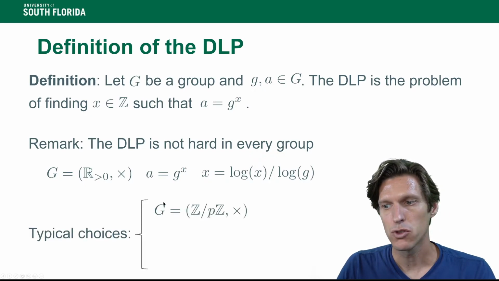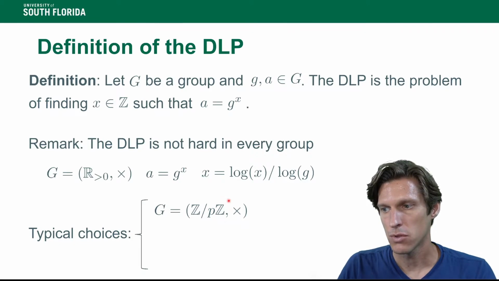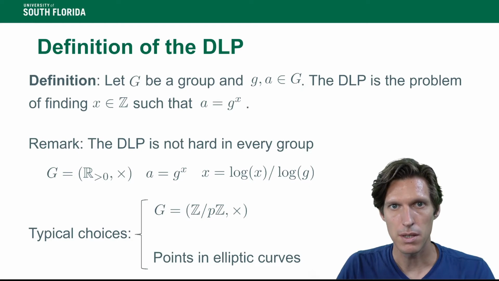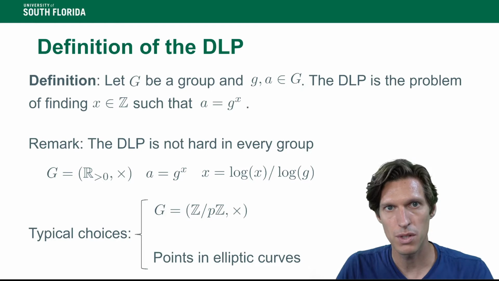Now, a typical choice for the group is, like I said, Z mod pZ star, or the group of points of an elliptic curve. Now, I will deliberately not talk about elliptic curves in this lecture, but everything that we say with the prototypical group Z mod pZ star can apply. In terms of the crypto, the protocols that we describe will apply as well.